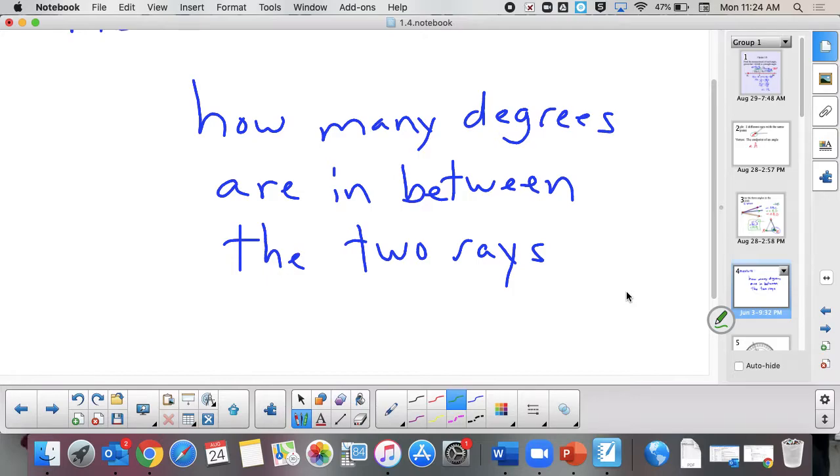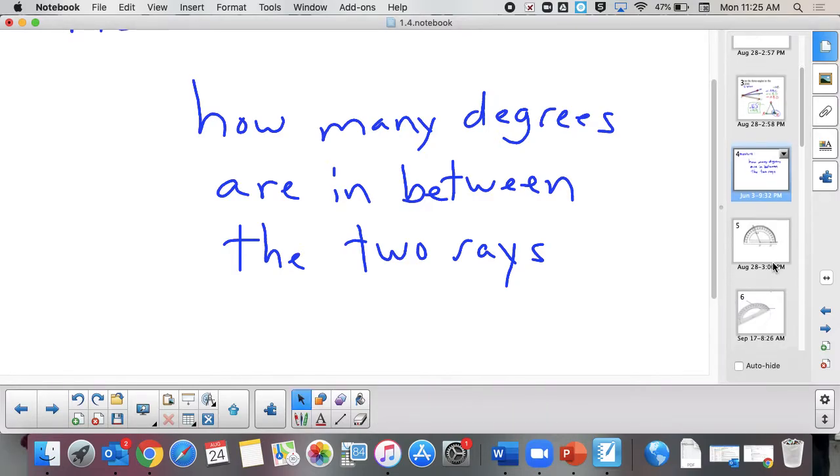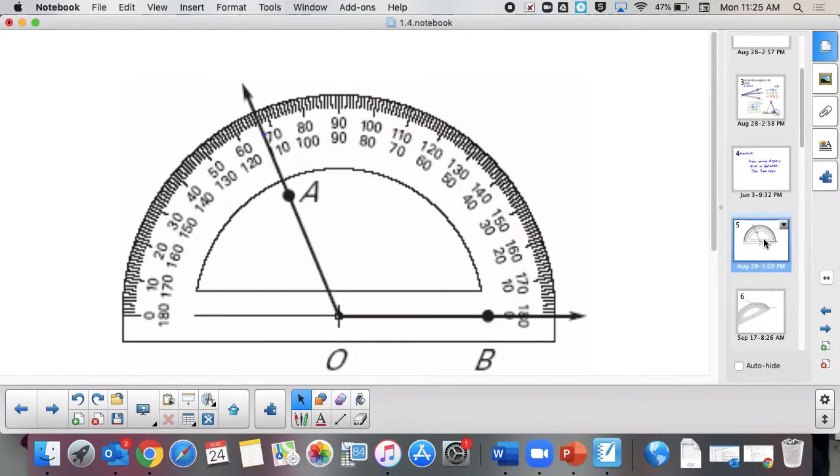If you look at example 2, it talks about using a protractor. You guys don't have protractors at home. I understand that. I do want to show you how they work, but you will not be required to use one. Instead, you'll be required to tell how big an angle is.